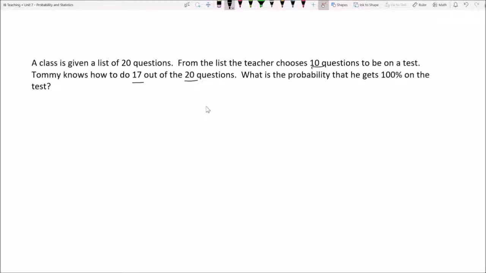Let's see what happens. Let's consider the series of events that would have to transpire in order for Tommy to get 100% on this test. First of all, he'd have to get the test and he'd have to look at question 1. And let's figure out how likely he is to get question 1.